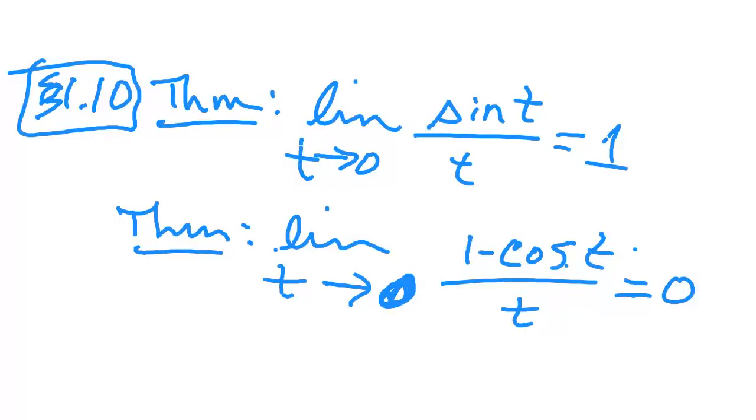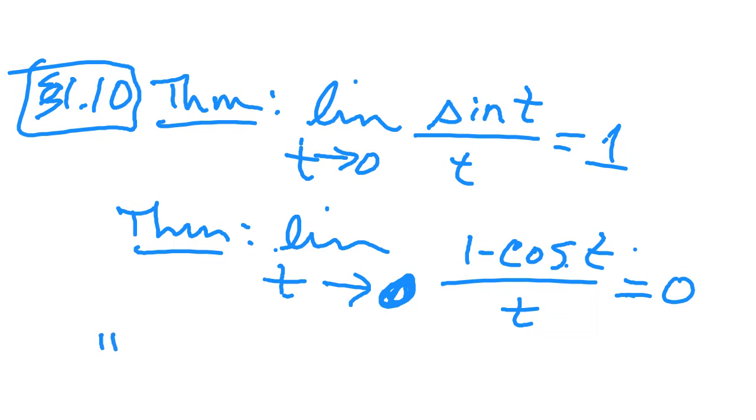Okay, let's continue our discussion in section 1.10, where we have some look back at limits and some additional theorems that we had, including these two. The limit as t approaches 0 of sine t over t is 1, and the limit as t approaches 0 of 1 minus cosine t over t equals 0. So these are proven facts.